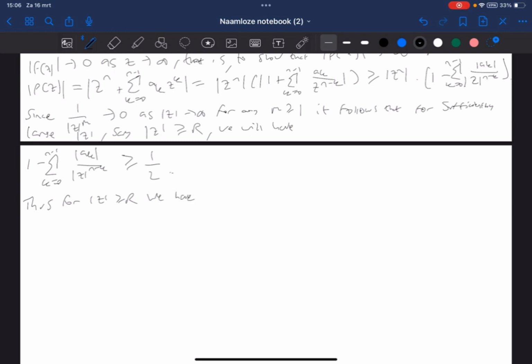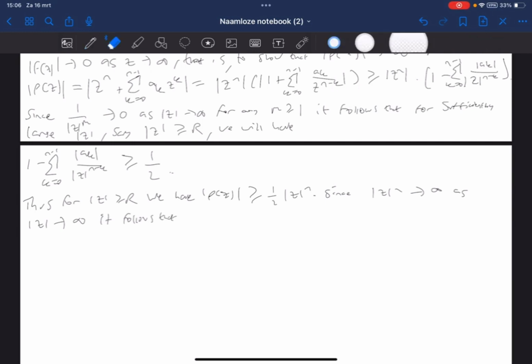We have that the modulus of p of z is going to be bigger than or equal to 1/2 of the modulus of z to the power n. And since we know that mod z to the power n will tend off to infinity, as the modulus of z will clearly get larger and larger and larger, it will follow that the modulus of p of z will tend off to infinity.